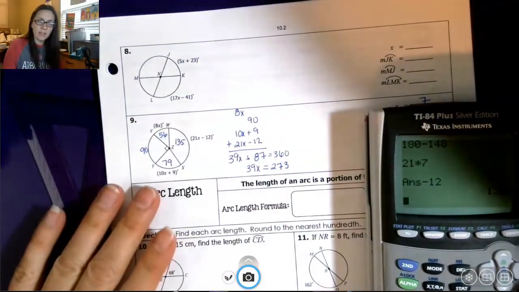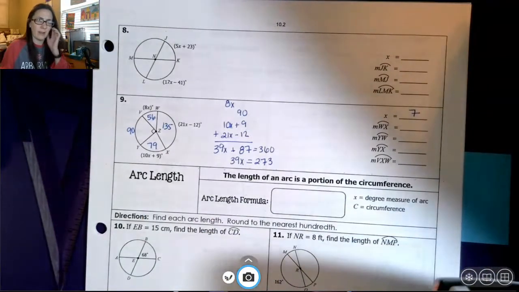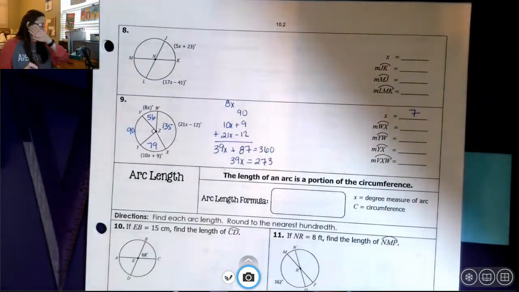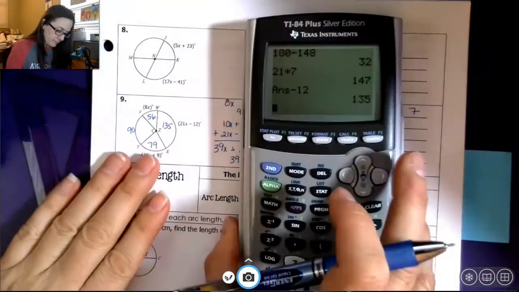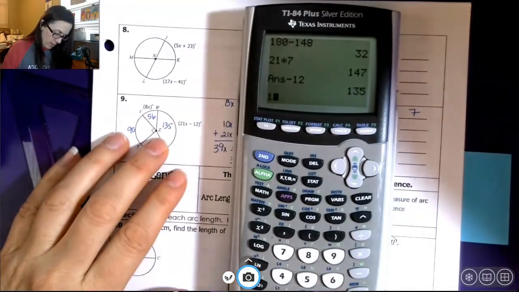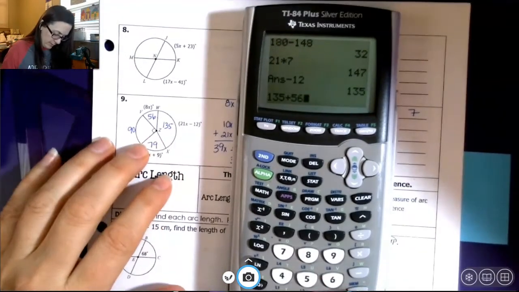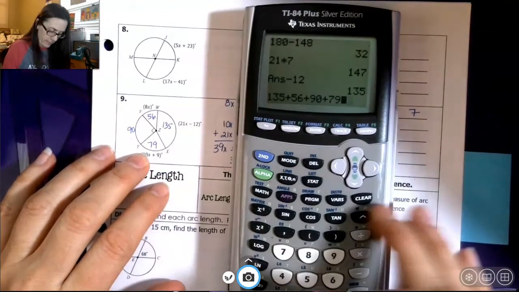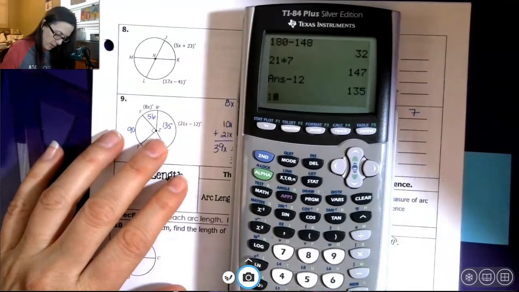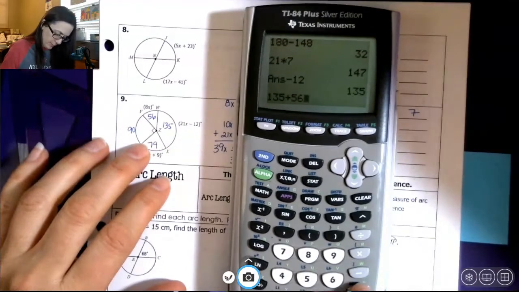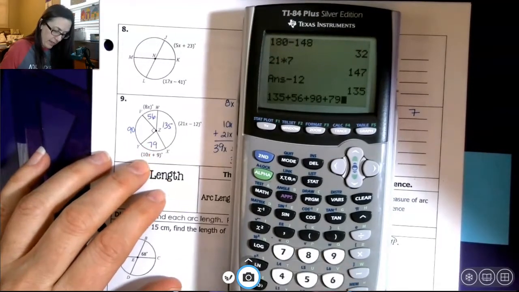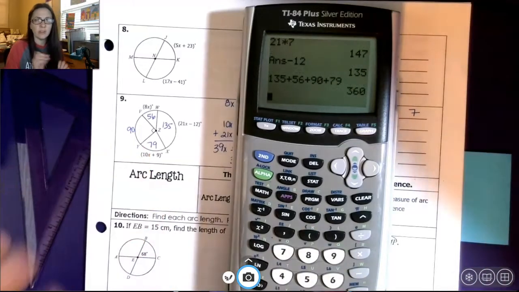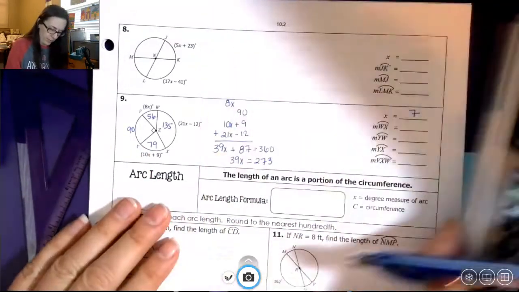Now just to confirm that I did it correctly, because that was a lot of numbers and I'm not really positive, I'm going to add these all together. 135 plus 56 plus 90 plus 79. What should they all add up to? 135 plus 56 plus 90 plus 79. And we get 360. So I know that we did it probably correctly.